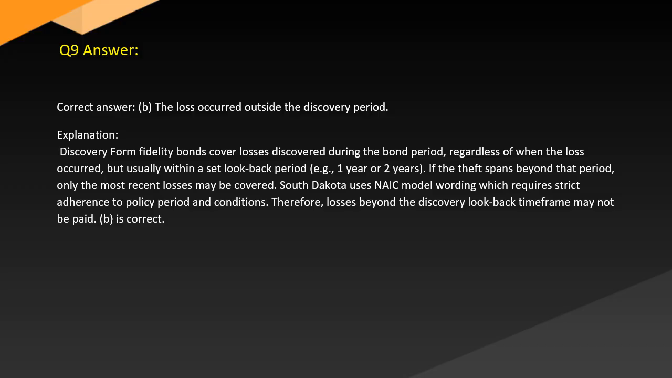Answer. Correct answer B. The loss occurred outside the discovery period. Explanation. Discovery form fidelity bonds cover losses discovered during the bond period, regardless of when the loss occurred, but usually within a set look-back period, e.g. 1 year or 2 years. If the theft spans beyond that period, only the most recent losses may be covered.